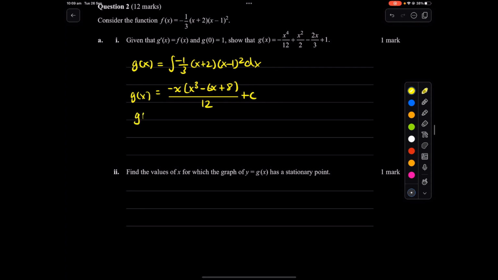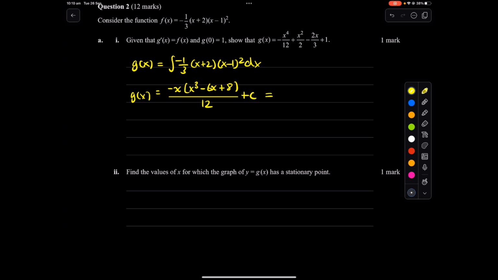Now we know that g of 0 equals 1. So 1 equals, if I sub in 0, we get 8 over 12 plus c. So c is 4 over, I don't know what I've done here. Have I made any mistake here? I'm just going to make my life easier. I'm just going to expand this actually.